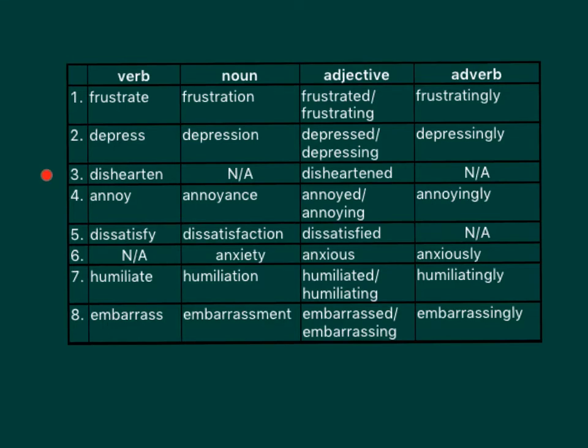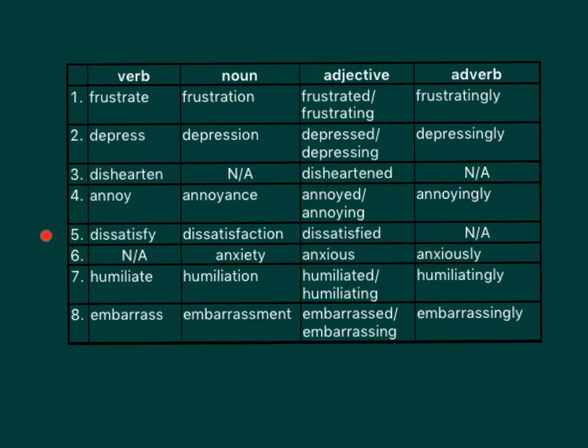Number 3, the verb is dishearten. The adjective is disheartened. Number 4, the verb is annoy. The noun is annoyance. The adjective, annoyed or annoying. The adverb, annoyingly.